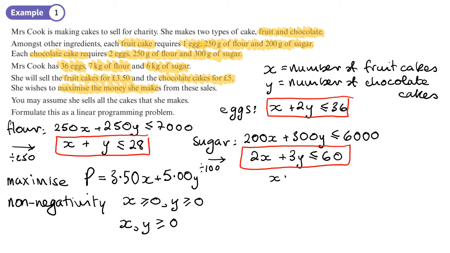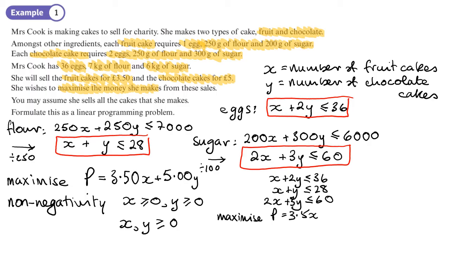So our final solution is going to be a list of all these inequalities. So we'll do it down here. So we've got x plus 2y is less than or equal to 36. We've got x plus y is less than or equal to 28. We've got 2x plus 3y is less than or equal to 60. And our objective function is to maximize our profit, and that will be P equals, and I can just write this as 3.5x plus 5y. And then I must include my non-negativity of my variables here. So this would be our final answer to this question here.